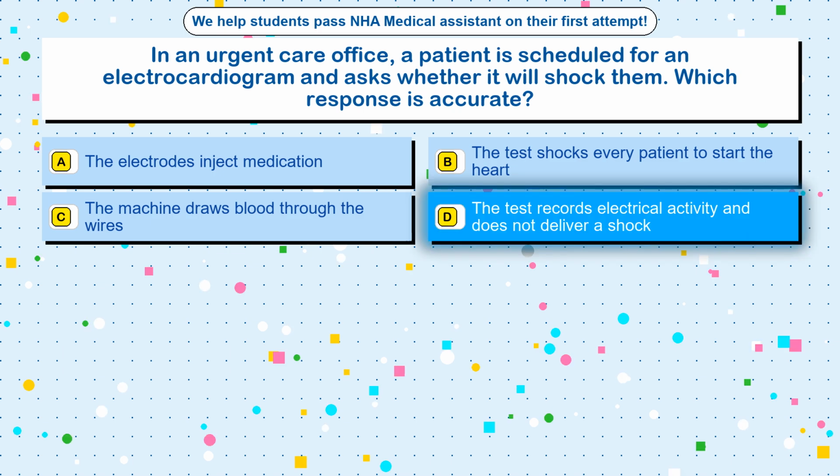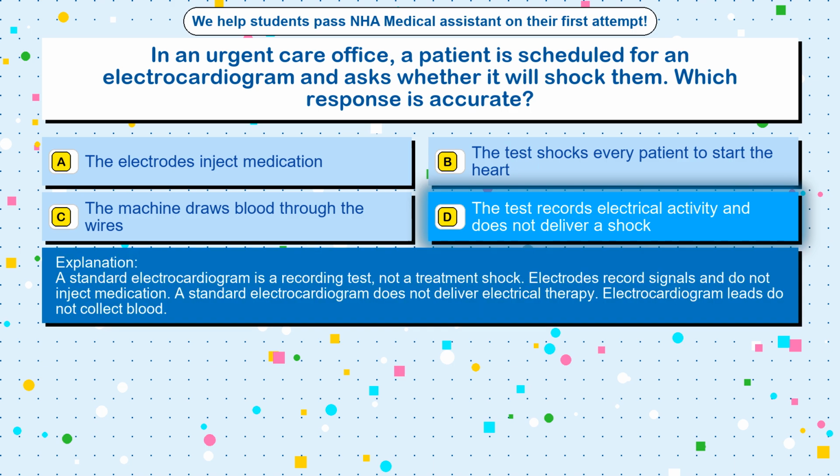The correct answer is option D. The test records electrical activity and does not deliver a shock. A standard electrocardiogram is a recording test, not a treatment shock. Electrodes record signals and do not inject medication. A standard electrocardiogram does not deliver electrical therapy. Electrocardiogram leads do not collect blood.